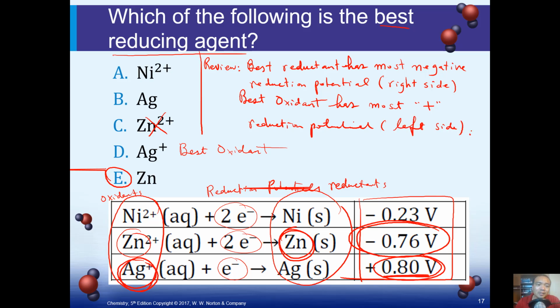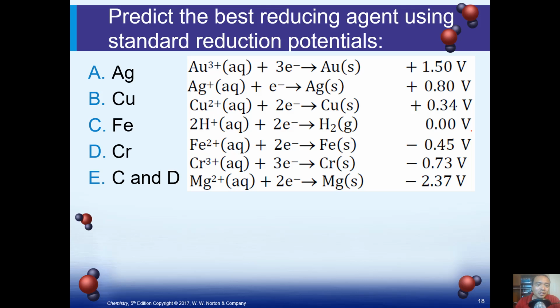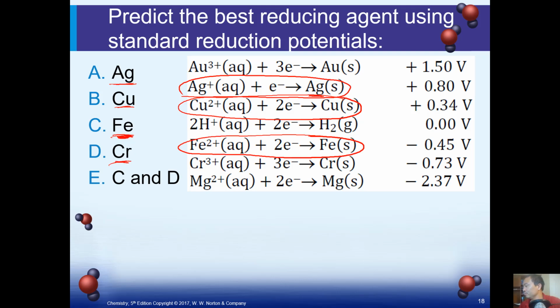Let's look at one more example. Predict the best reducing agent using the standard reduction potentials. In this example, we have 4 different metals listed over here. We are asked to predict which one of these is the best reducing agent. So first we'll have to find out those 4 reduction potentials. So silver, that's the first one, has silver on the right side. Then we have copper. We also have iron. The next one is chromium.